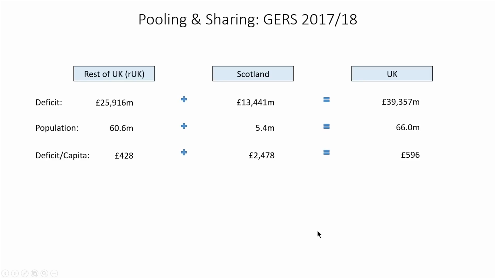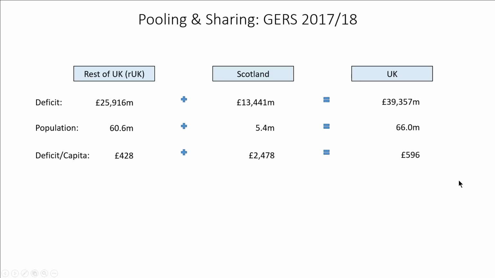So this very brief video aims to explain why Scotland's deficit is so much larger than the deficit of the rest of the UK, and why that is not in fact a very surprising observation. The figures here are the GERS figures for 2017-18, and they show how the deficit splits between the aggregate deficit from the rest of the UK, the deficit from Scotland, and therefore the total UK deficit of 39.3 billion, and how if you divide that by the population you get these deficit per capita figures.